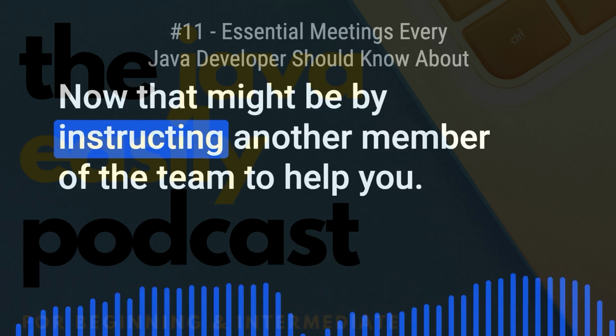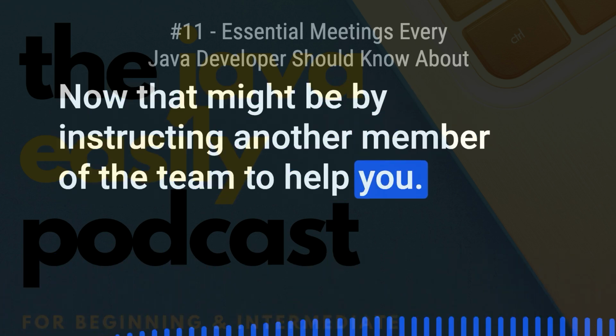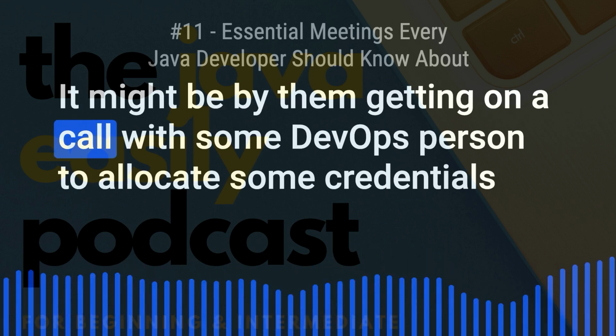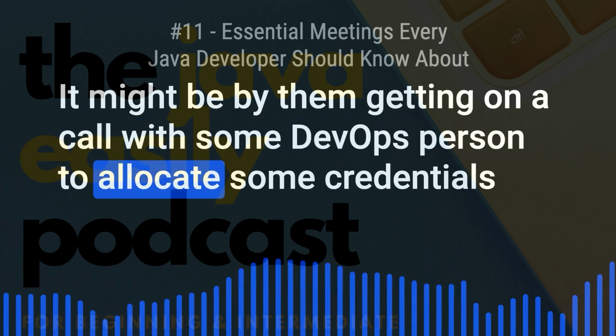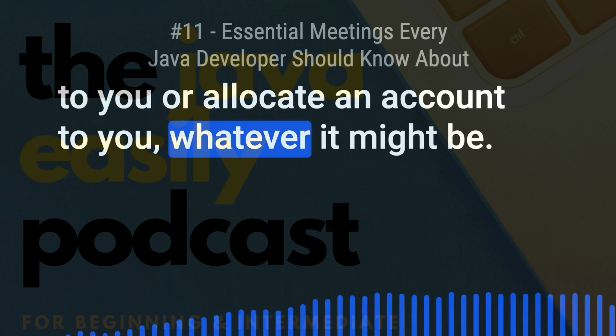Now that might be by instructing another member of the team to help you. It might be by them getting on a call with some DevOps person to allocate some credentials to you or allocate an account to you, whatever it might be.